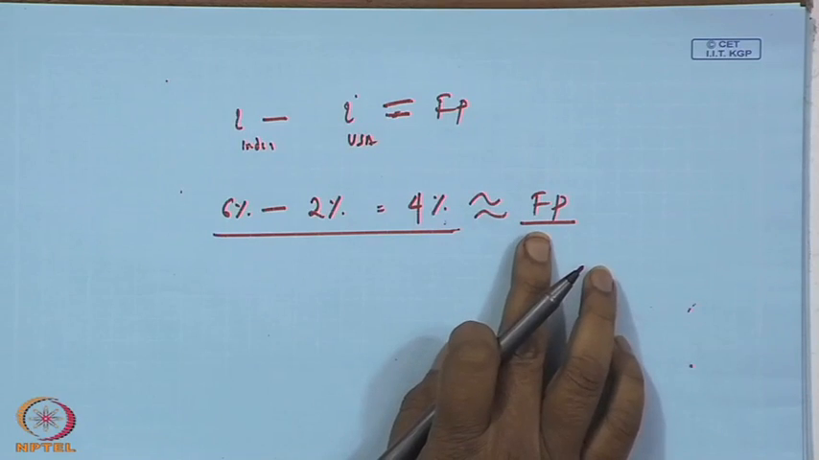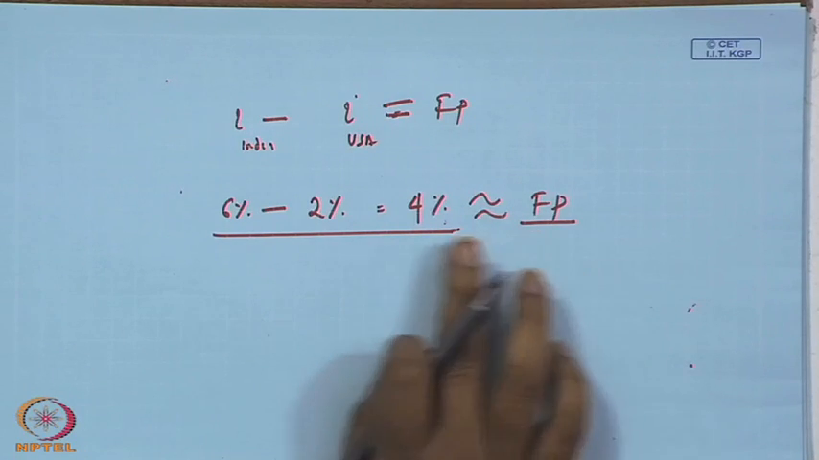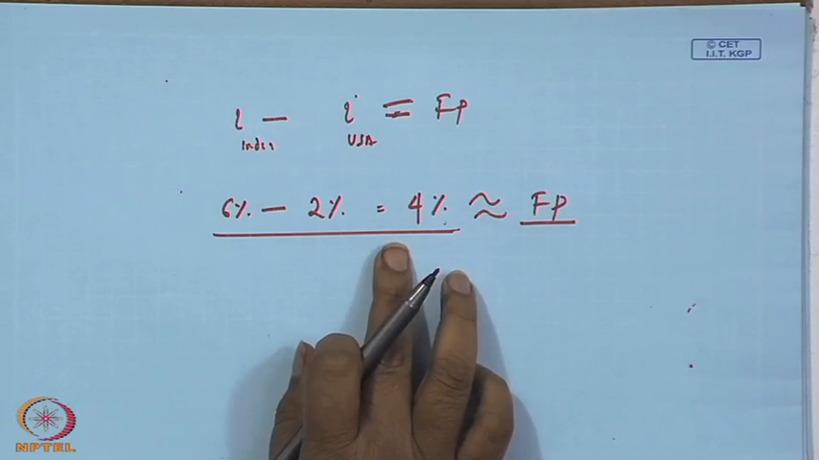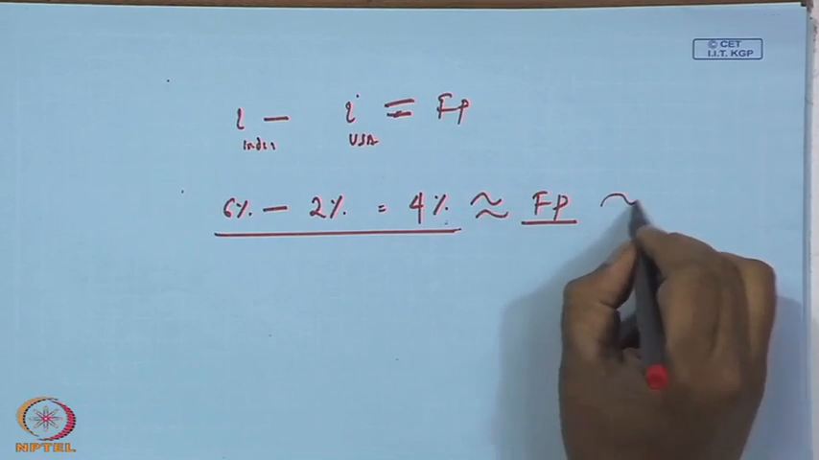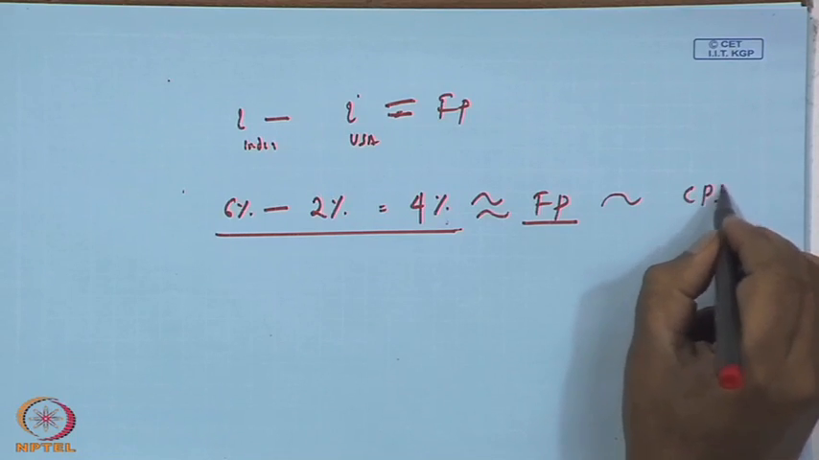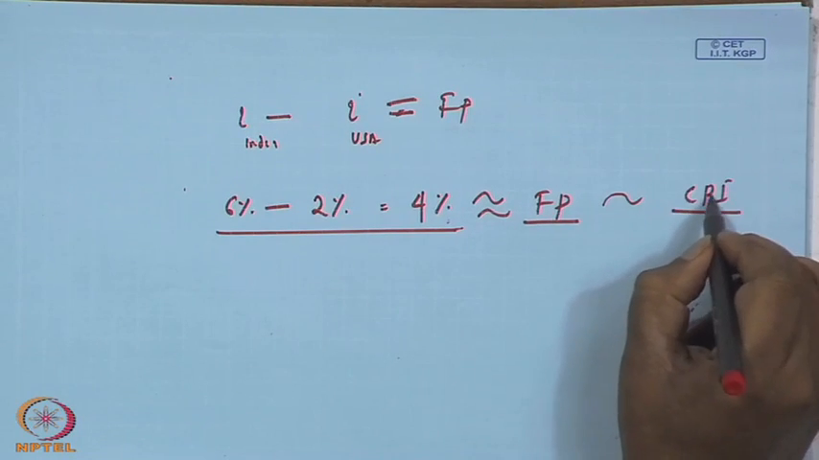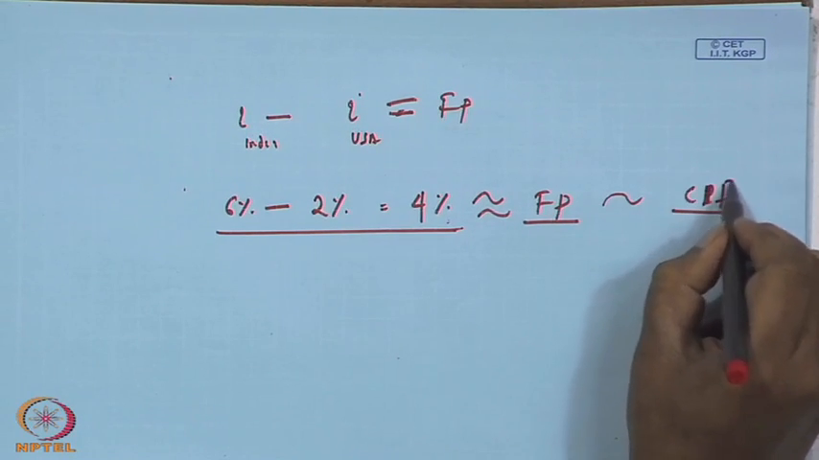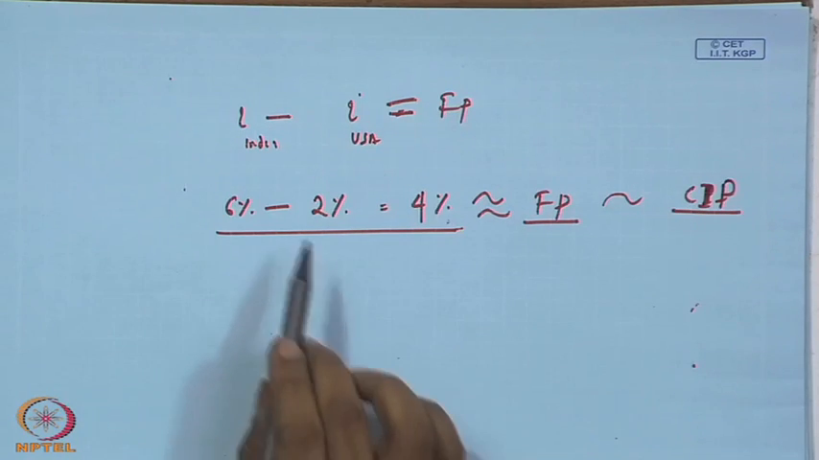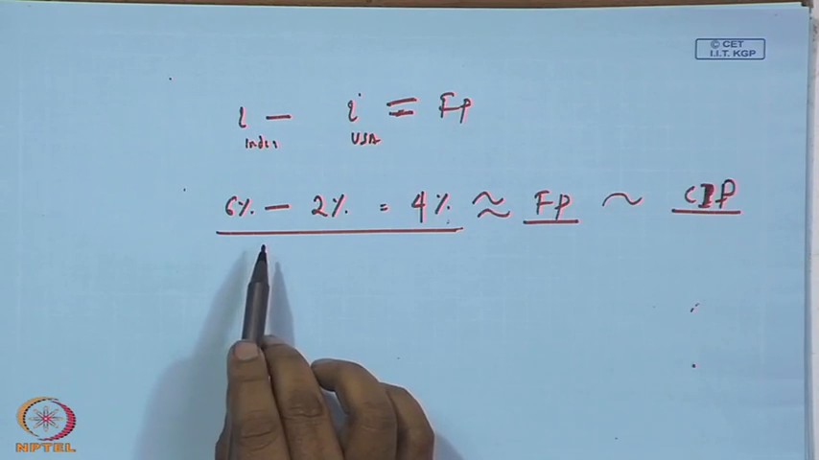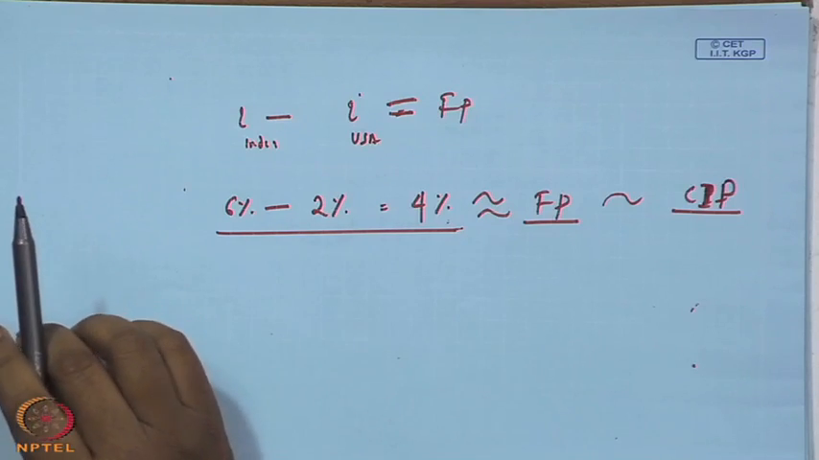But here you have to look at the forward premium and the interest rate differential. This interest rate differential should equal the forward premium. This is nothing but what is called the covered interest parity hypothesis, CIP. But the question is, why will these two move together?